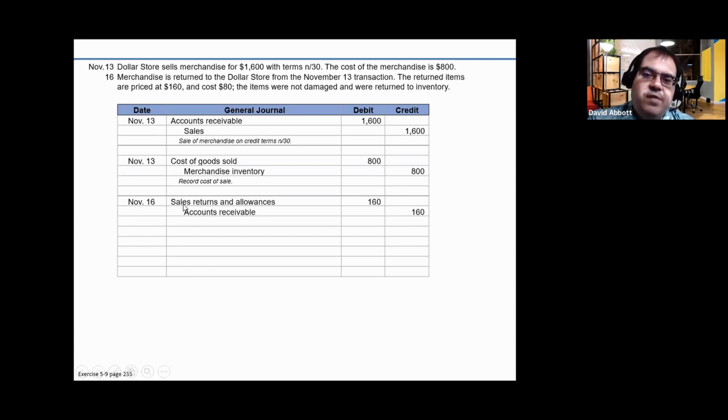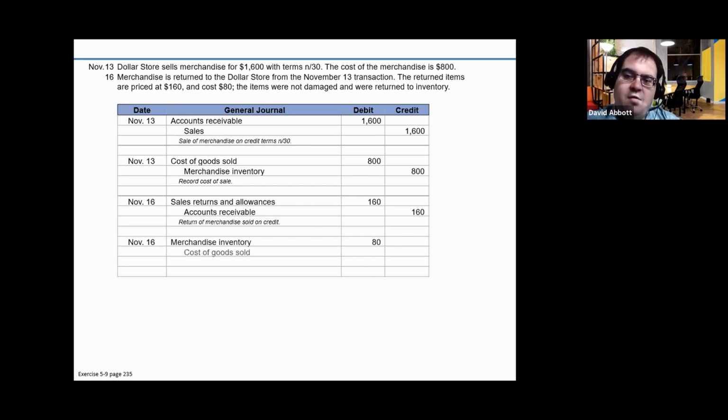Now on the 16th, you have sales returns and allowances 160 debit, and then you have a credit for accounts receivable for 160 because returns and allowances, you're giving that to your customer, and then you have to credit the accounts receivable in order to reduce the amount of the asset. And so you're going to go ahead and add them back to your inventory. So it cost you $80. So debit merchandise inventory and then credit the cost of goods sold.